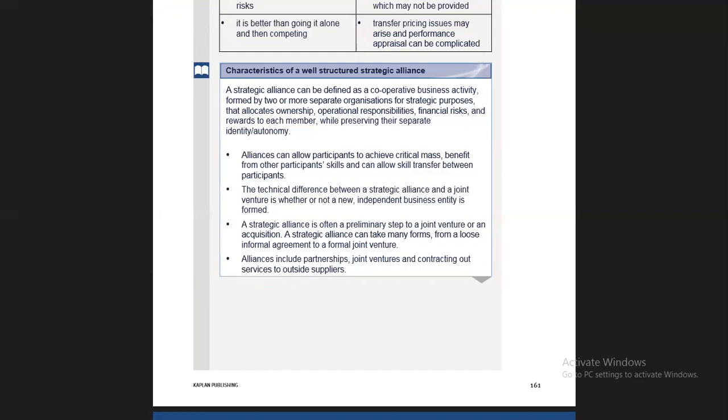So a strategic alliance is basically two or more organizations working collectively. They allocate the ownership, the operational responsibility, the financial risks, and the rewards of each member, without interfering in their power or their separate identity. Basically they are working as separate entities by name, but underhand they are working together.